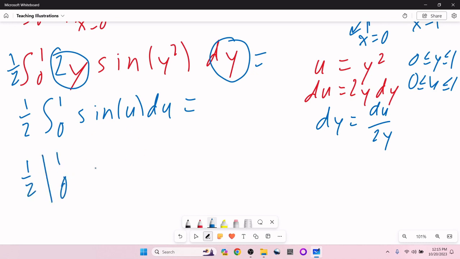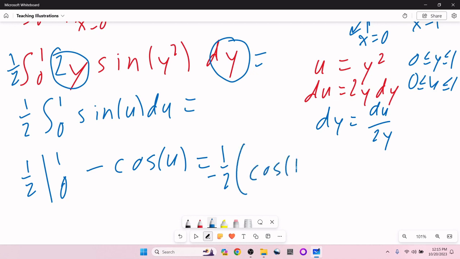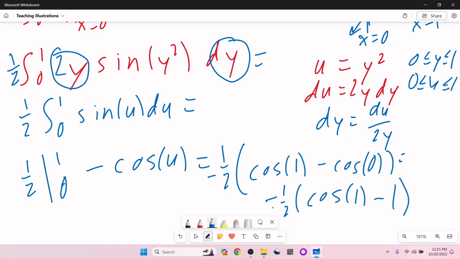The antiderivative of sine would be negative cosine of u, so let's pull the negative out: cosine of 1 minus cosine of 0. So it's negative 1/2 cosine of 1 minus 1. And cosine of 1 does not simplify. It's some irrational number that can't really be easily described. So this is your final answer.